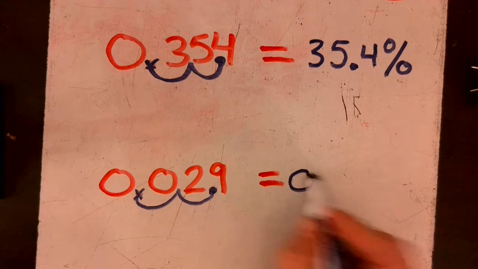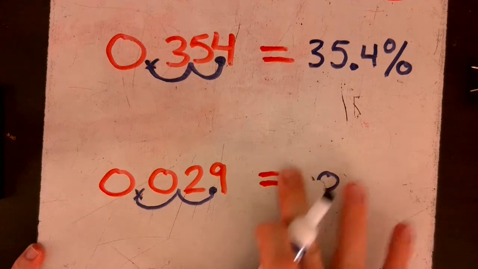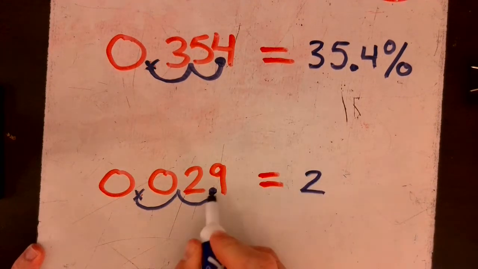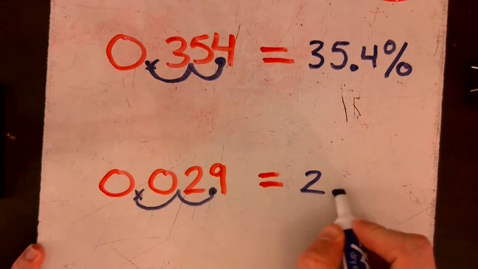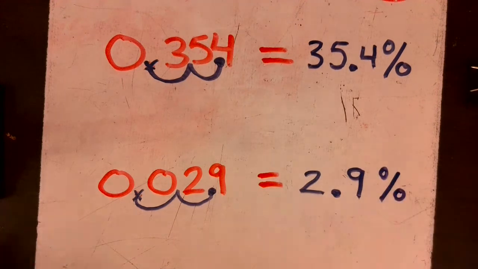Now, I could write these zeros out in front, but we never really see a number start with zeros because they don't really matter when we're talking about whole numbers. So instead, I'm going to start with the 2. Then you'll notice my decimal point is what comes next, followed by the 9. And since this is a percent now, I'm going to add my percent sign. So 0.029, when I turn it into a percent, is 2.9%.